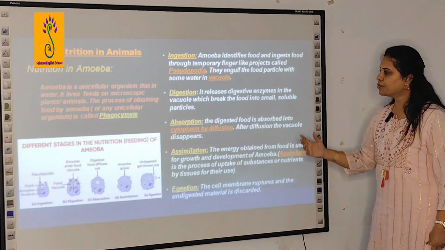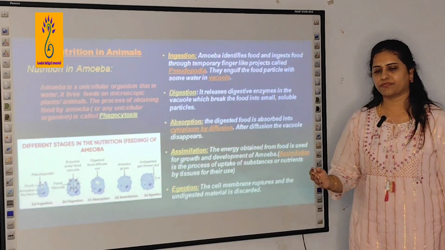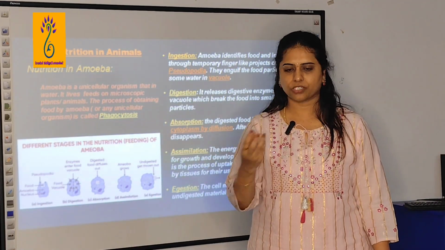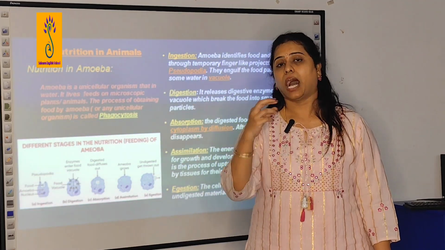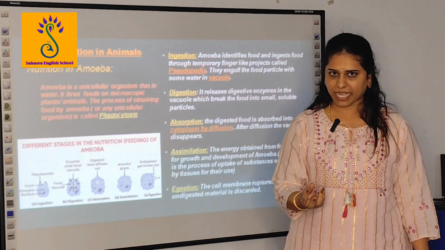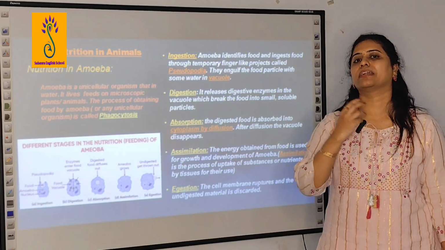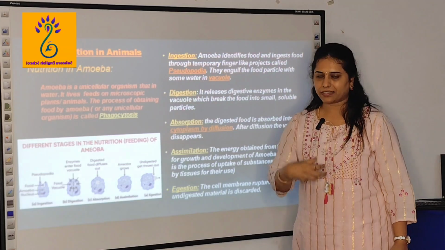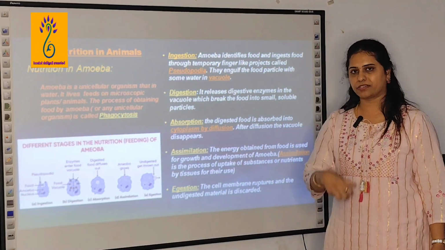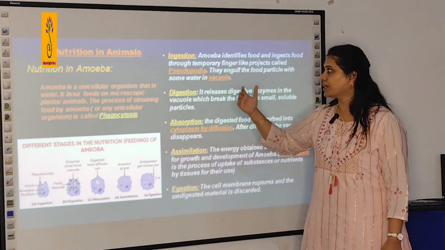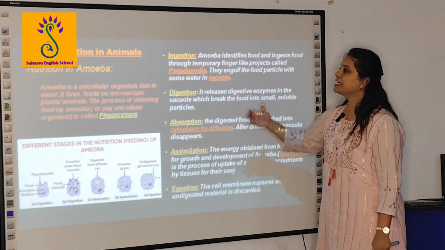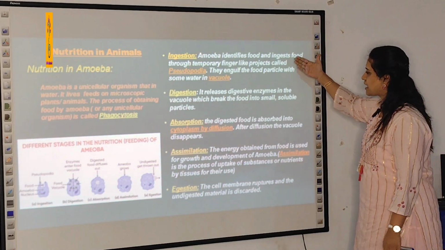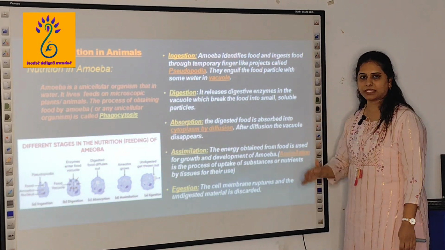Now, coming to the nutrition in animals, nutrition in plants, we have seen all the green plants, they perform autotrophic nutrition. Exception, you have seen some, they depend on other organisms like insectivorous plants. Though they photosynthesize, they depend on other organisms like insects. They get the nutrients from the insects that they have trapped. Now, coming to the nutrition in animals, generally this is divided into 5 steps. The sequence of these 5 steps, you don't miss the sequence.